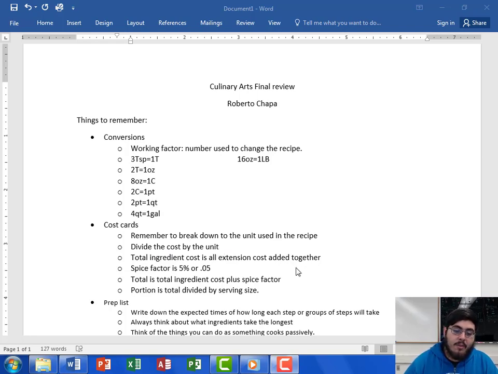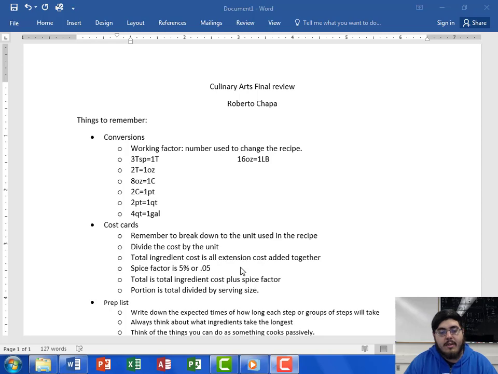Once you get all that and the extension costs, that's when you start getting into the last part, which I know a lot of the time confuses a good chunk of y'all. The very first thing you're going to be doing for the bottom part is the total ingredient cost. The total ingredient cost is pretty much all the extension costs you got throughout the recipe, added together. And that's going to be the total ingredient cost.